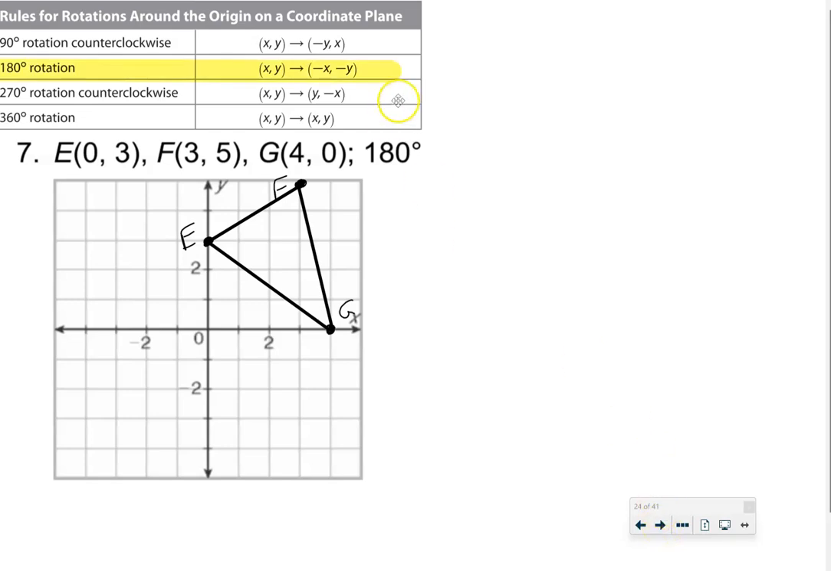All right, now this one again, we're not going to swap them, but we're just going to change the signs. So E, I change the sign of that 3 because you can't change the sign of 0. So that's negative 3 for E prime. F prime, change the sign of both. They're both positive. We'll make them both negative. Negative 3, negative 5. And G prime, we'll change that 4 from positive to negative.